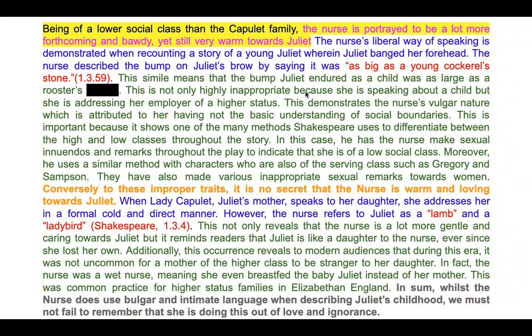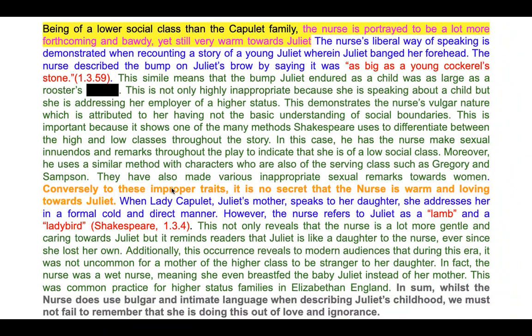This is not only inappropriate because she's speaking to a child, but she's addressing her employer of a higher status. Demonstrates the nurse's vulgar nature, attributed to her not having a basic understanding of social boundaries. Important, it shows how Shakespeare differentiates between high and low class. Another example are Gregory and Samson, sexual remarks towards women. That's level 2 and a bit of level 3.